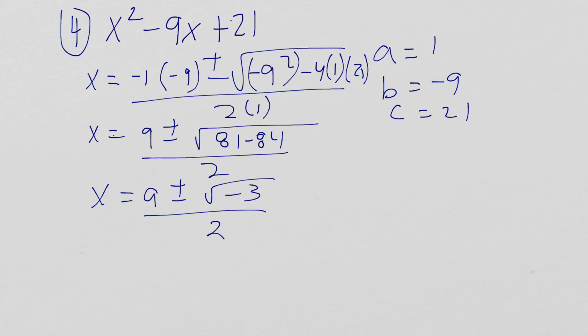Right here, when we see the square root of negative 3, there is no such thing as a square root of negative 3, so we're going to have a no solution. And that's how you do quadratic.